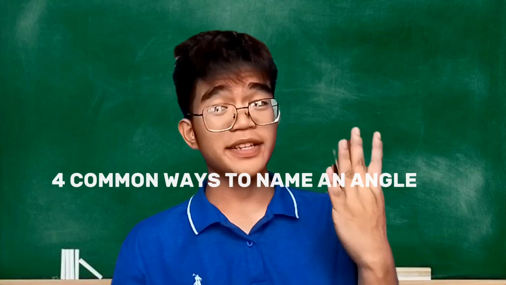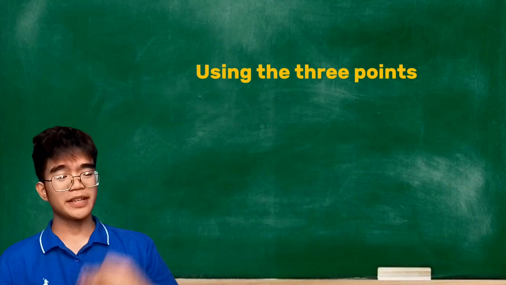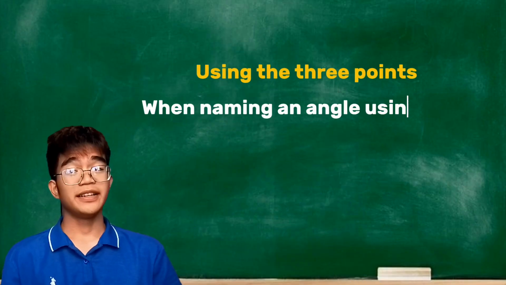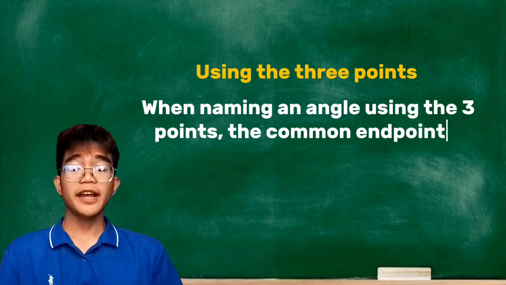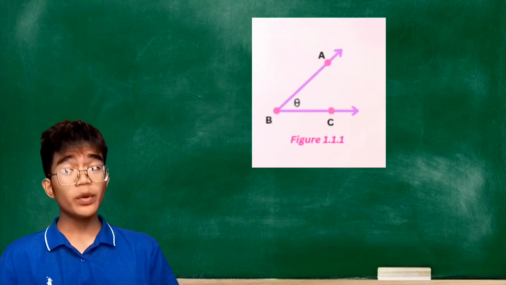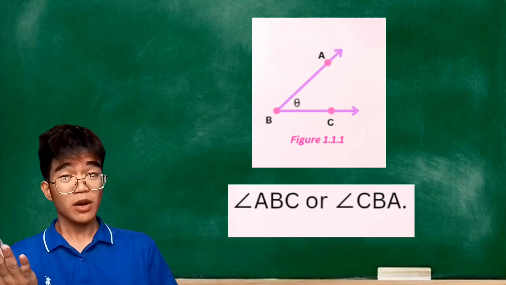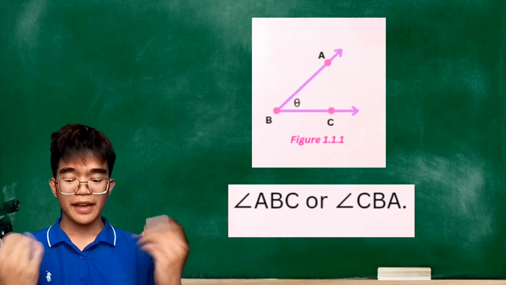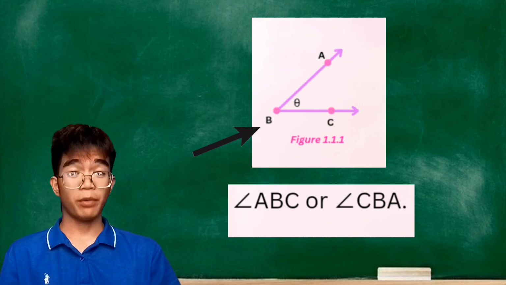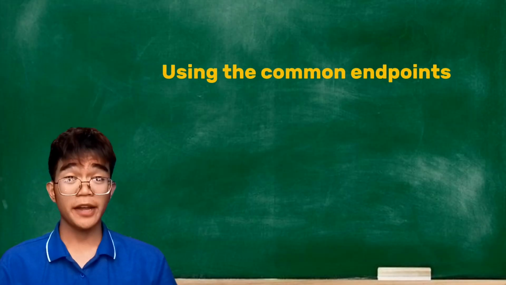There are four common ways to name an angle. Number 1, using the 3 points. When naming an angle using 3 points, the common endpoint is always named in the middle. So in figure 111, the angle can be named as angle ABC or angle CBA, since B is the common endpoint. Number 2, using the common endpoints.